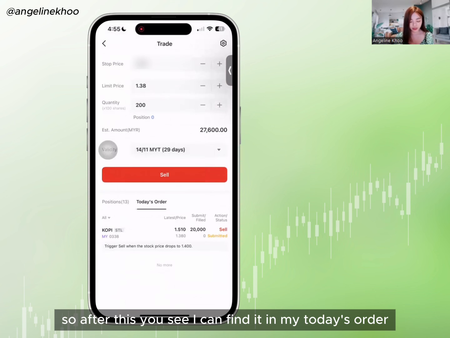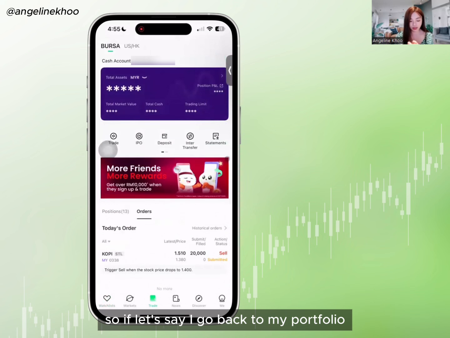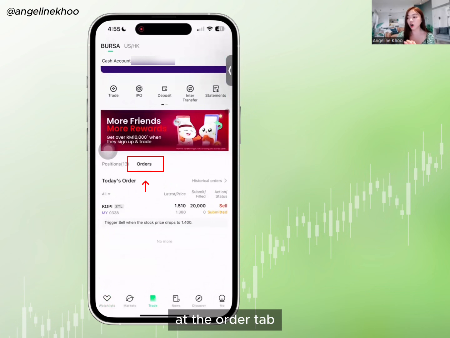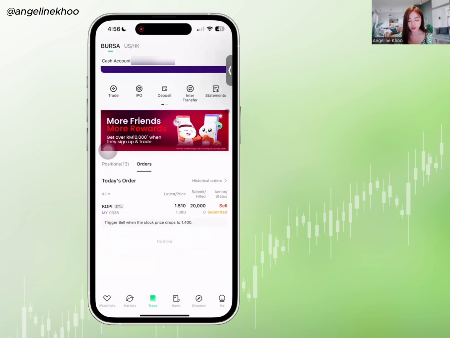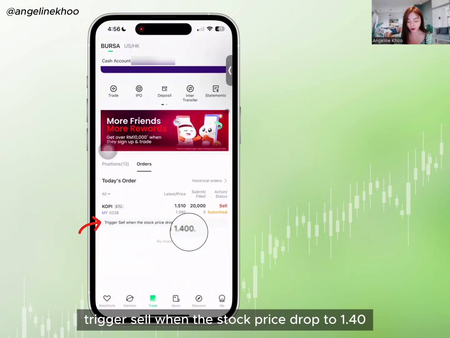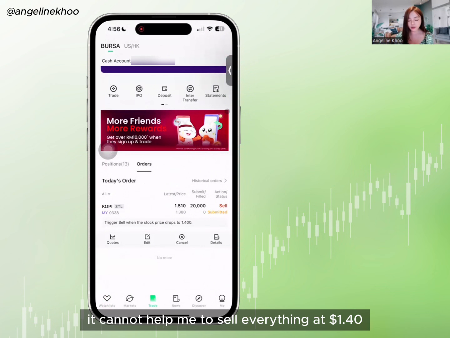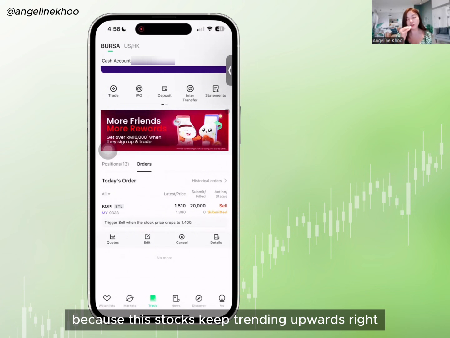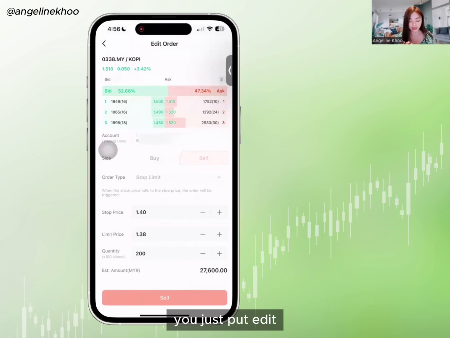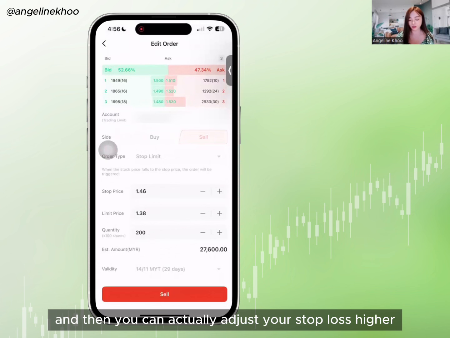After this, you see I can find it in today's order. If I go back to my portfolio, at the order tab, I will be able to see this stop loss order. It will say trigger sell when the stock price drops to $1.40. If it cannot sell everything at $1.40, it will continue to sell at $1.39 or 38 cents. After this, if you want to change your stop loss because the stock keeps trending upwards, you just click edit, and then you can adjust your stop loss higher.